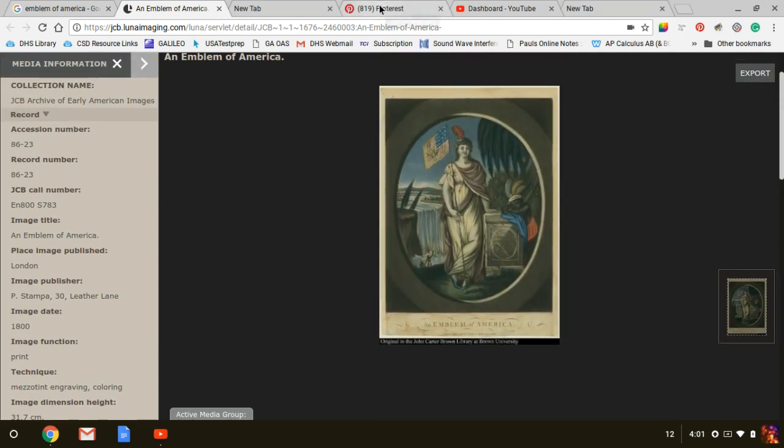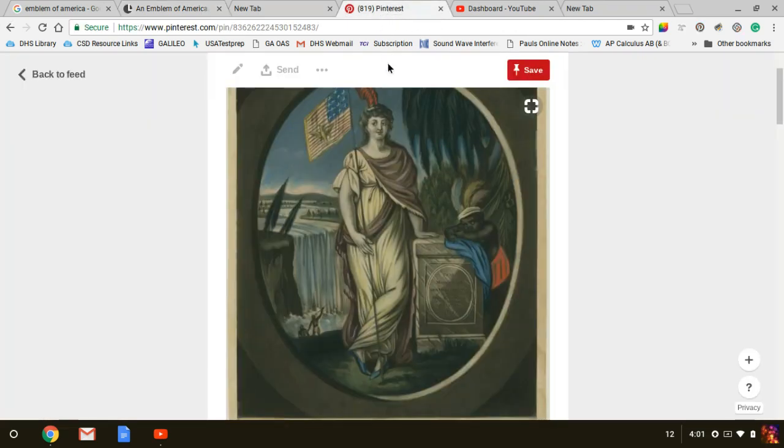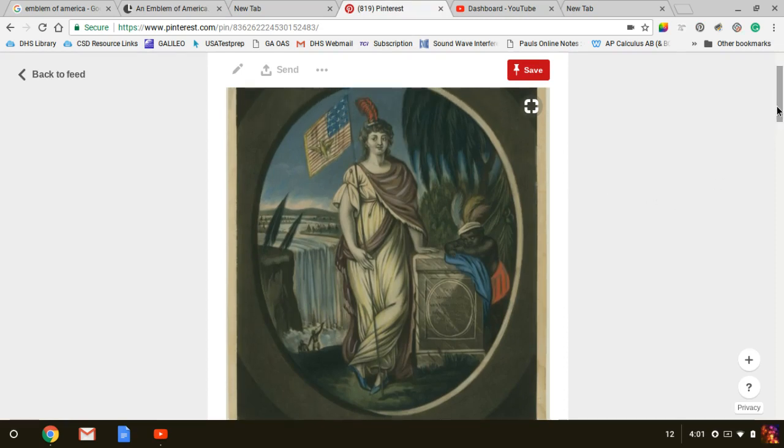I'm going to go back to this Pinterest page. I just want to read that description to you. Now, I want to be on this page because you can see it a little bit clearer on the screen. There's a lot of symbols. And it says allegorical. Allegorical means symbolic, symbols. Okay?